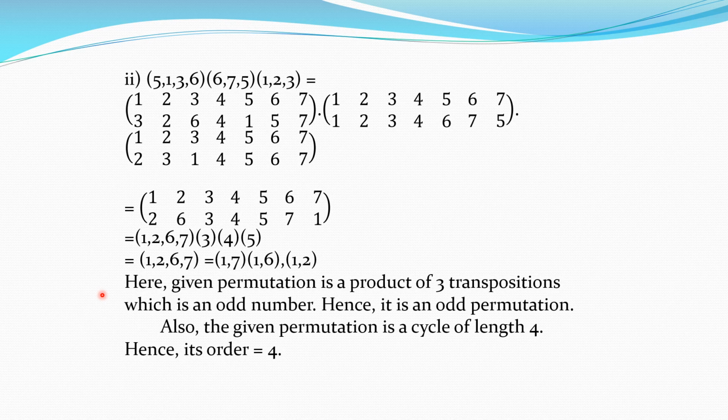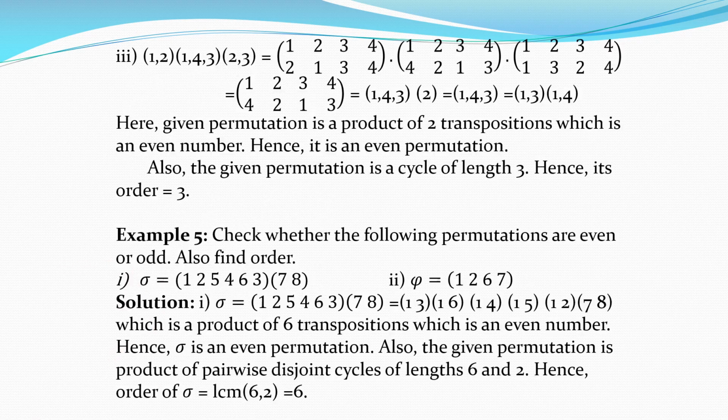Now to find whether it is even or odd, we need to express it as a product of transpositions. So it is (1 7)(1 6)(1 2), which is the product of 3 transpositions, an odd number. Hence this is again an odd permutation. Now what about its order? We have expressed the given permutation as a cycle of length 4 and so its order is 4.